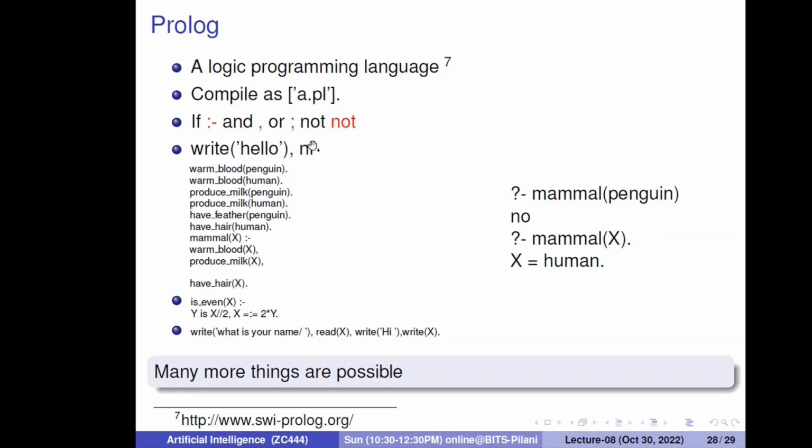So in this language, you can define something by yourself. For example, penguin warm-blooded, so penguin is warm-blooded. Warm-blooded human, human is also warm-blooded. Produce milk penguin, produce milk human. Have feathers penguin, penguin has feather. Have hair human, human has hair. Mammal X.